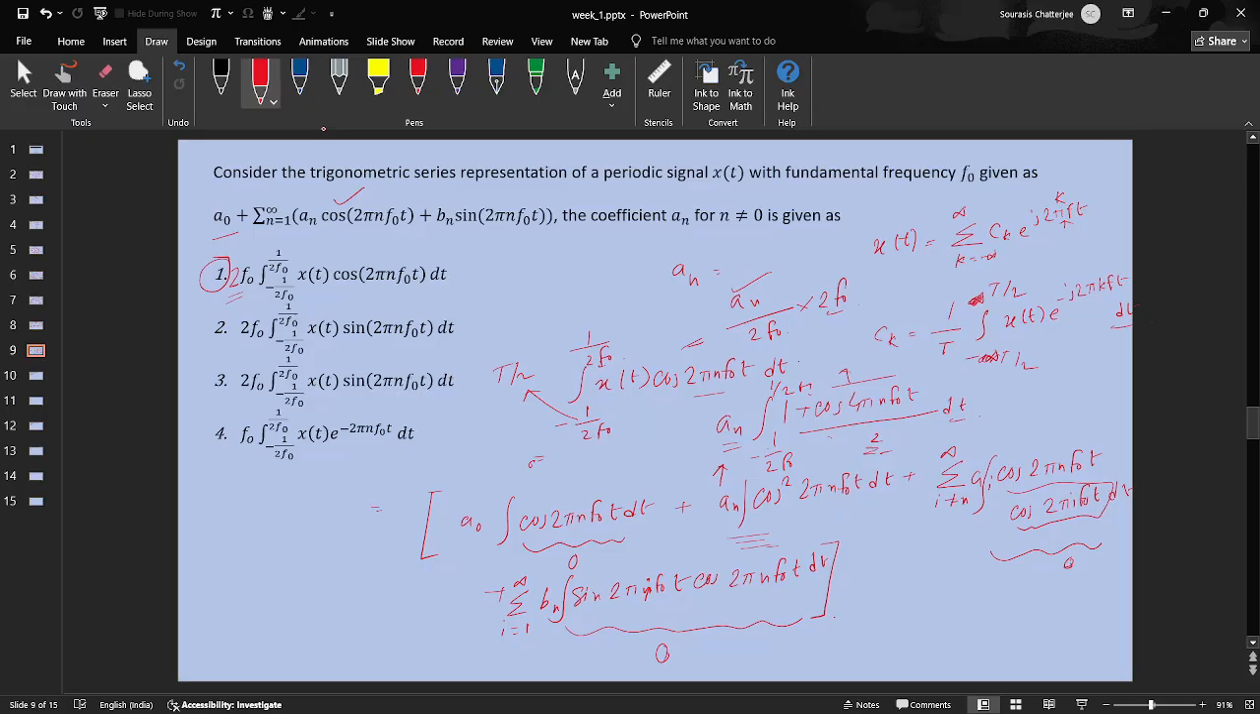So our term of interest is only this one. In the next step, cos squared theta is (1 plus cos 2 theta) over 2, dt. You can see this has cos 4 pi n f naught t, which has a fundamental period of 1 over 2 n f naught. So integrating it over a full time cycle again goes to 0. What we are left with is a n over 2 f naught.